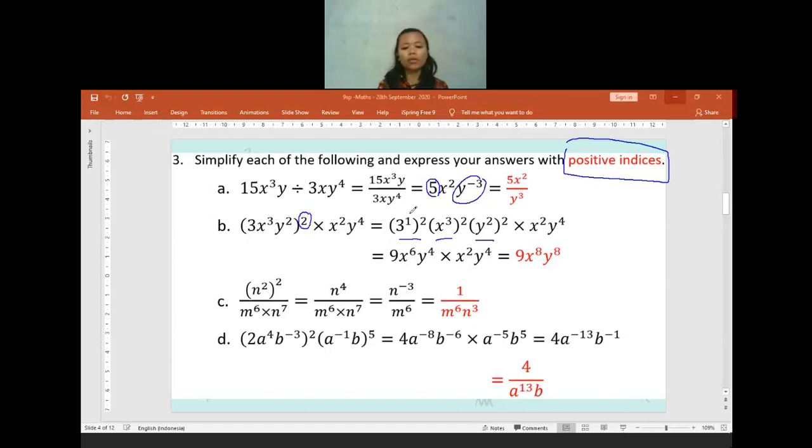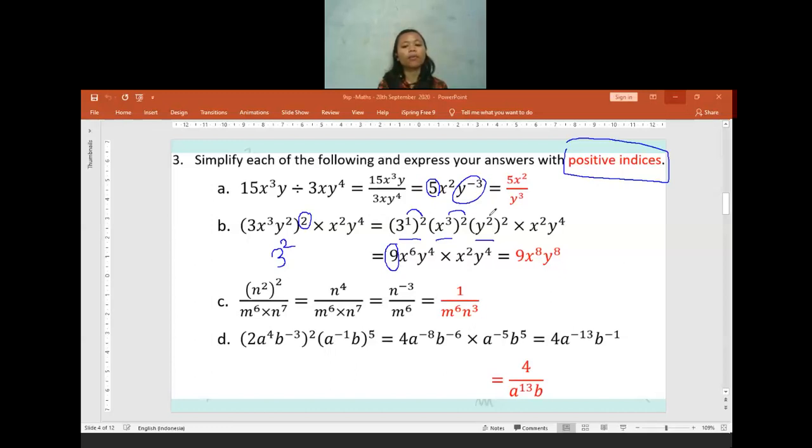Power with powers, we do times. 1 times 2 will be 2, so we have 3 to the power of 2, which equals 9. That's why I directly wrote it as 9. For the x, we have x to the power of 3 to the power of 2. 3 times 2 will be equal to 6.